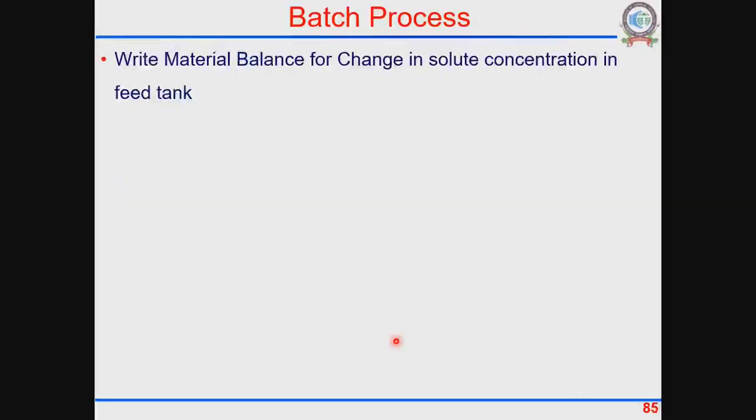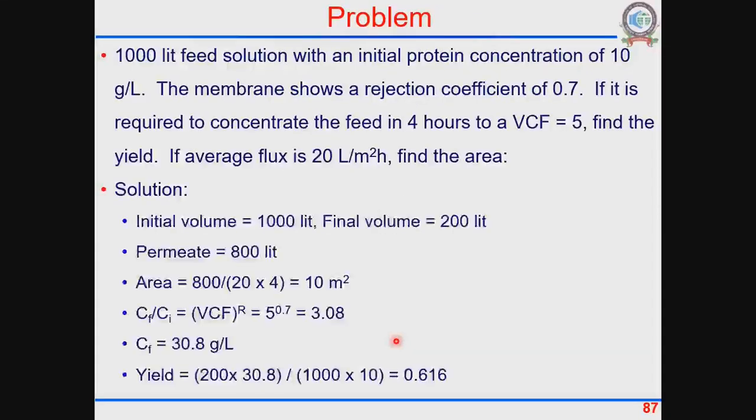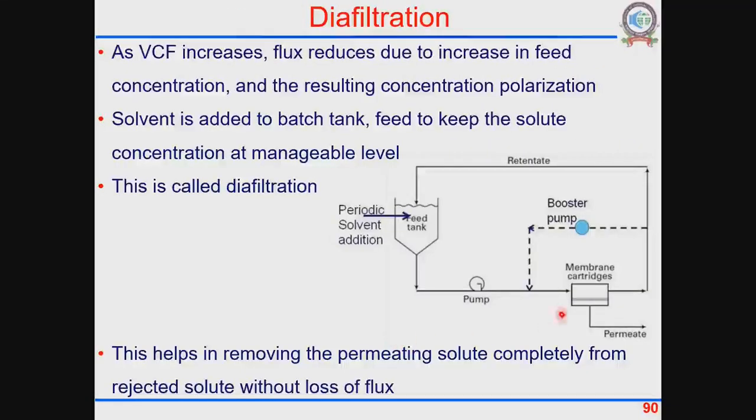So that's a problem in a batch process. The way we could overcome that is if we keep the concentration under our own control. For that, we do periodic addition of the solvent so that the solute gets diluted and the flux can be maintained. This is a good option if we want to recover, let's say, solvent as a permeate, but it's not a good option if we are trying to recover the solute as a concentrated mass, because then we are diluting all the time. This is called diafiltration. It helps in removing the permeating solute completely from the permeate.